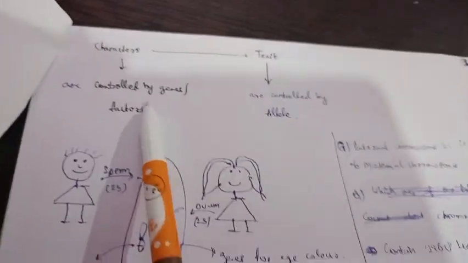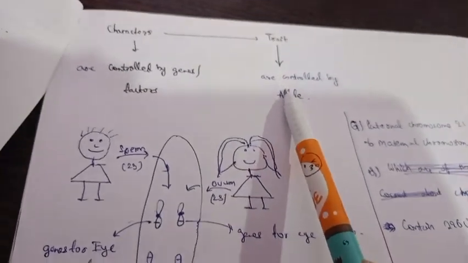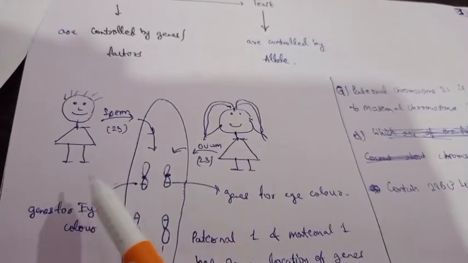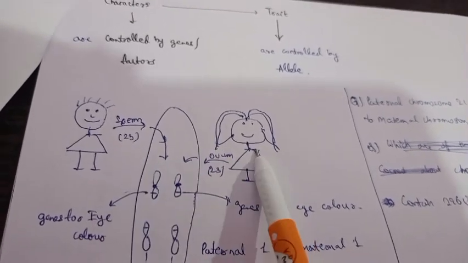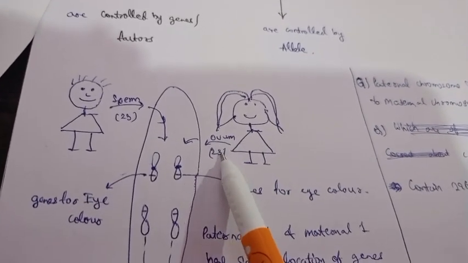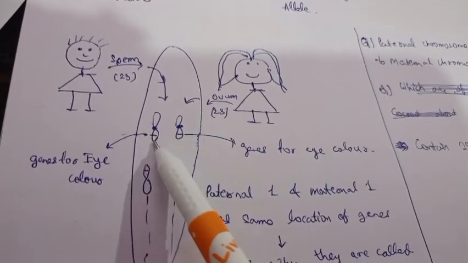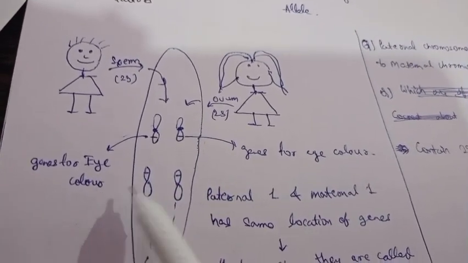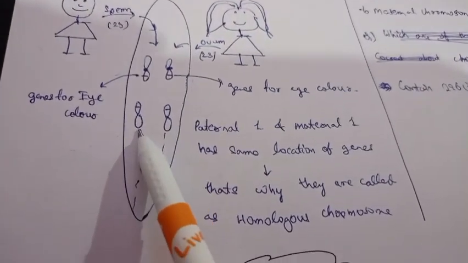Let's understand characters and traits. Characters are controlled by gene factors. Traits are controlled by alleles. Let's take a male and a female. The male and female donate sperm and ovum, which have 23 N chromosomes, which both share a gene for eye color, for example. So they are homozygous.